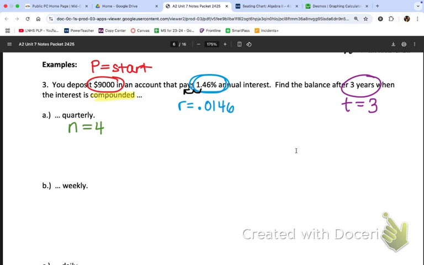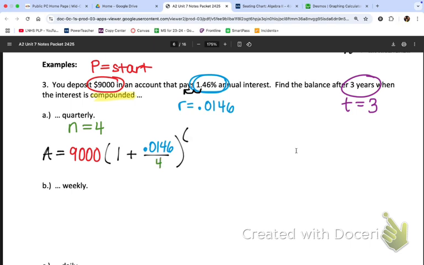Okay, and now you're just plugging it in, and so you have the formula right at the top of the page. The amount is equal to the principal. What's our principal? I already forgot. 9,000. Try and color code for your learning. And then we're going to do 1 plus, it's always plus because this is always growth, because the money is always growing. The rate, which is 0.0146, divided by the number of times per year, which is 4, raised to n times t.